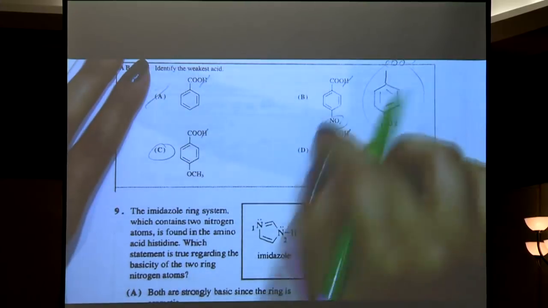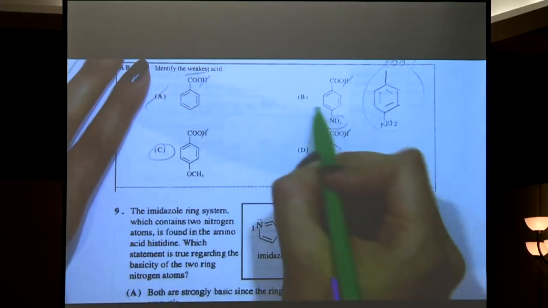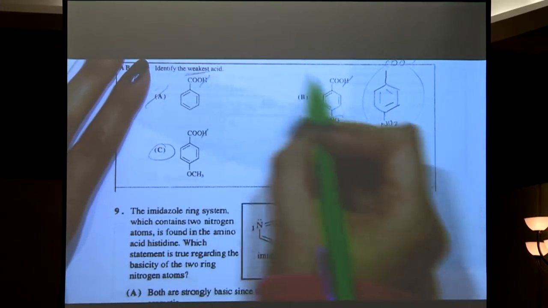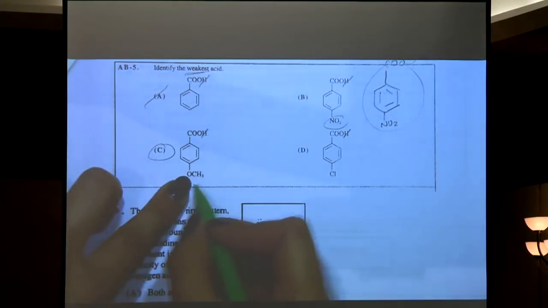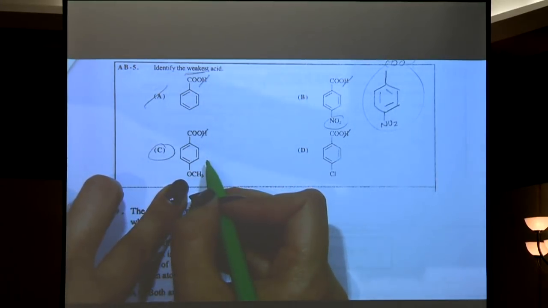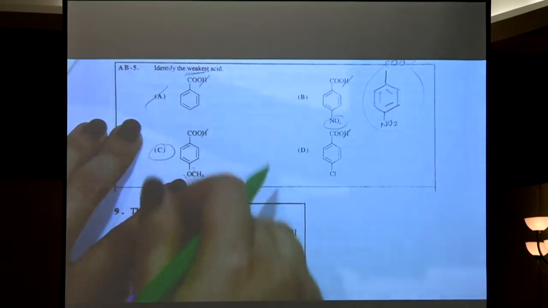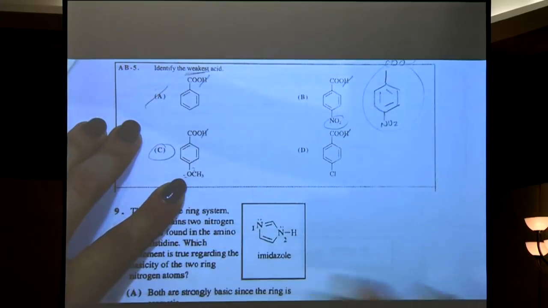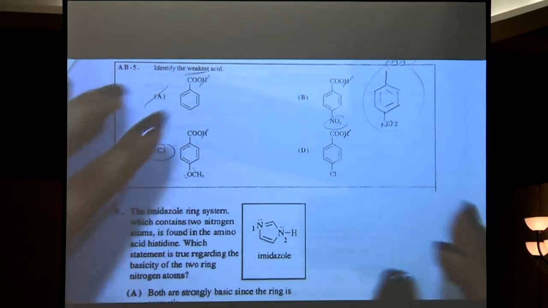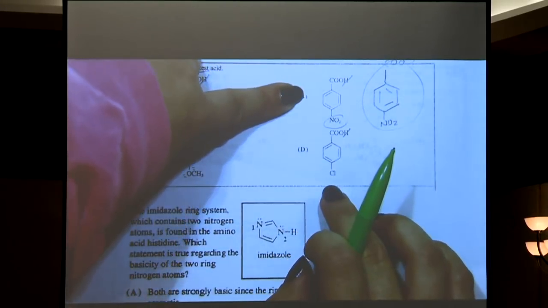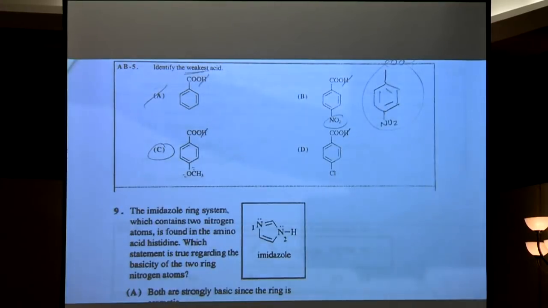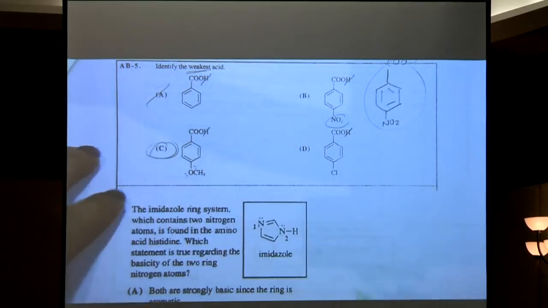So in this case, if it was asking for strongest acid, then B should be the answer. But then since it's asking for the weakest, it's C. Because C would be donating electron density to that group instead of withdrawing. Because it has lone pairs on the oxygen, so via resonance, it should donate electron density to the ring. Okay? And then D is also withdrawing, but is not as withdrawing as the nitro group. Make sense? Any other questions? All right, so the answer is C. Cool.